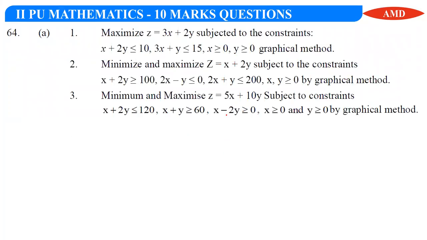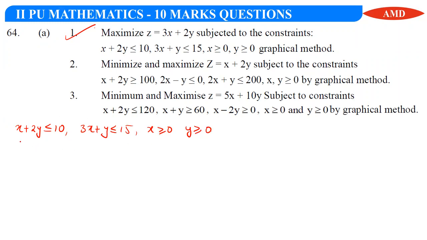The first one, the 64th question, is from LPP. Here we'll have to maximize, and sometimes it could be minimize, an objective function subject to the given constraints. So first thing is that we should write down the constraints. Let me answer the first question here. That is x plus 2y is less than or equal to 10, 3x plus y less than or equal to 15, x greater than or equal to 0, y greater than or equal to 0.